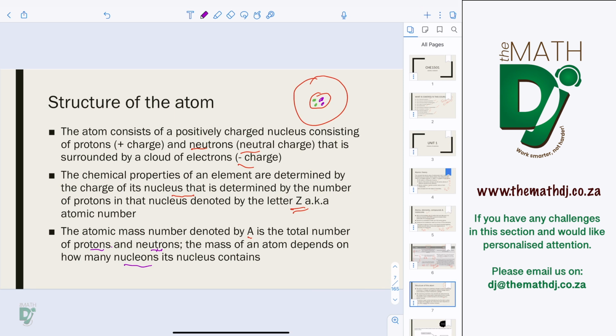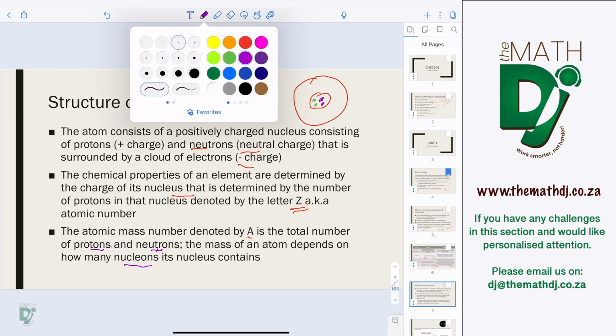But at the shell or the cloud, there are, okay, let me use a different color here, let's say blue.